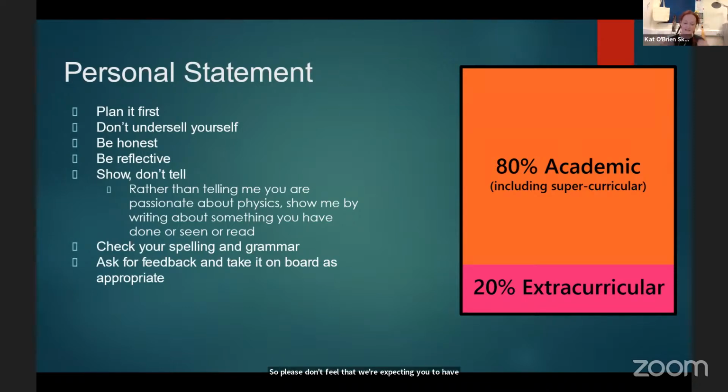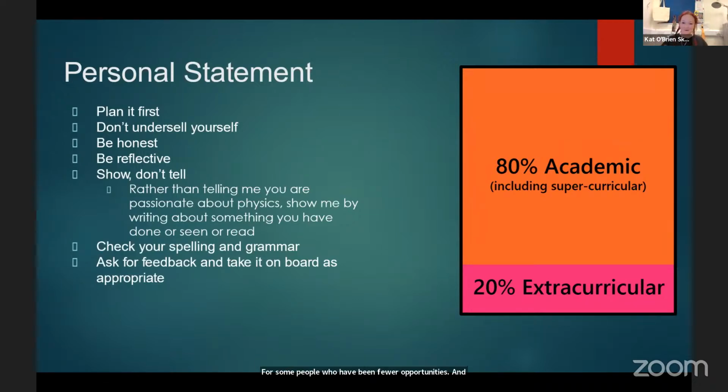A bit like your PAT is marked as an individual piece of work, your personal statement and what we're looking for are based on you as an individual, the opportunities that you have had and how you have made the most of them. For some people, there will have been more opportunities. They will have made more of them. For some people, there have been fewer opportunities.